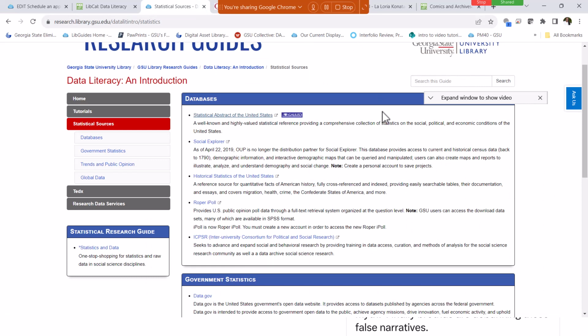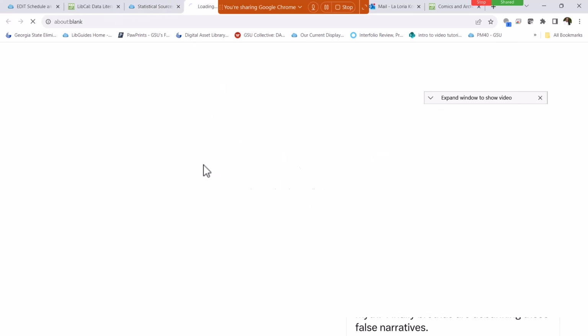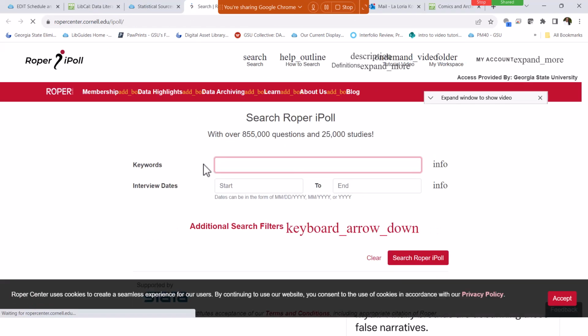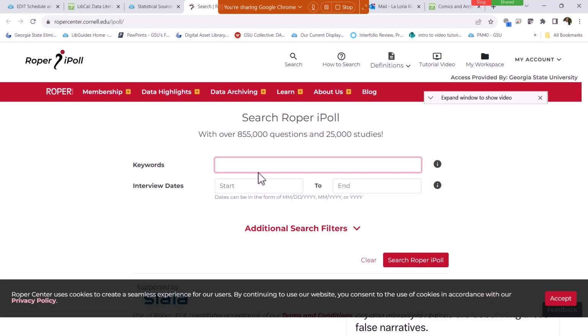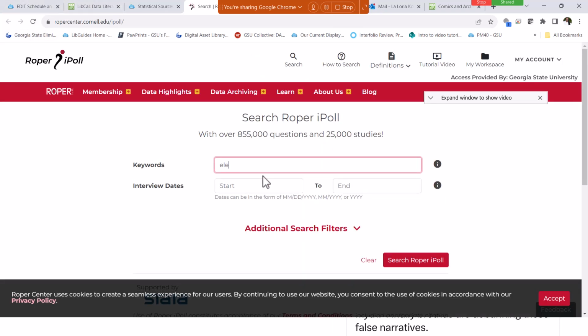I just want to point out a couple of things here. We have Roper iPoll. This contains a lot of political opinions, and you'll see a lot of this. I'm just going to do a search. My computer isn't freezing up.